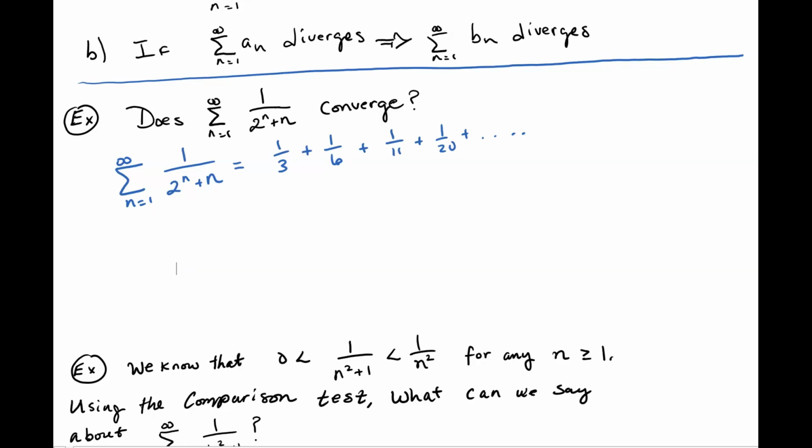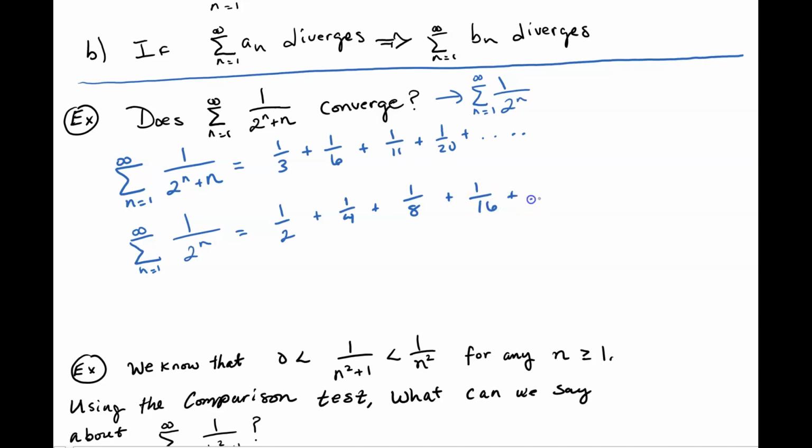Now we're going to compare it. Well, what are we going to compare it to? Let's take a look at 1 over 2 to the nth. We're going to look at that sum from 1 to infinity. Let's see what that looks like. That first value is going to give us 1/2. The second value is going to give us 1/4. The third value is going to give us 1/8, and so forth.